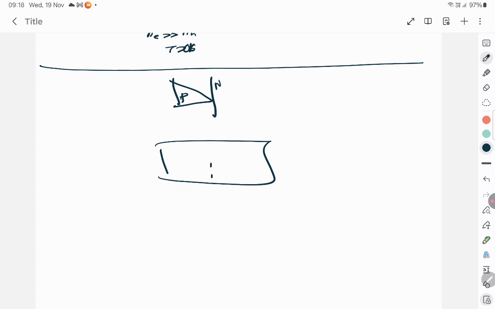This is the P type, this is the P region, and this is the N region. The P region has more holes, which are the majority carriers, and the minority carriers are electrons. The N region has more electrons, and the minority carriers are holes. So how do we start?